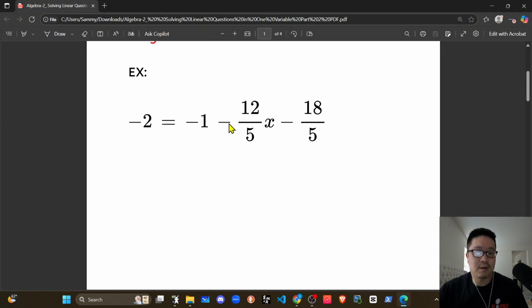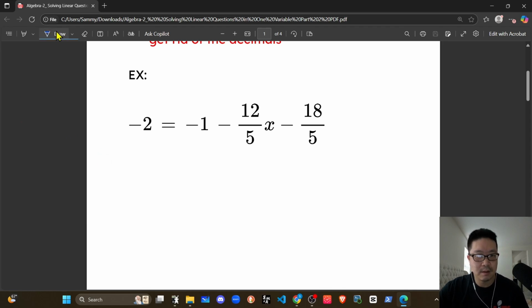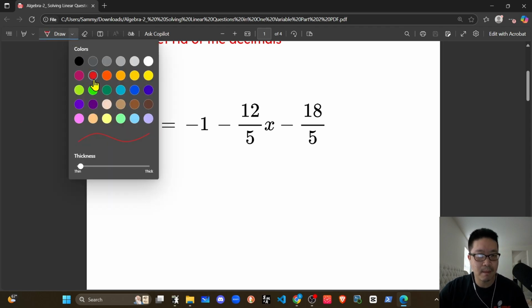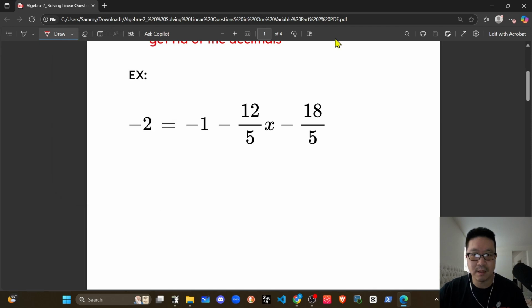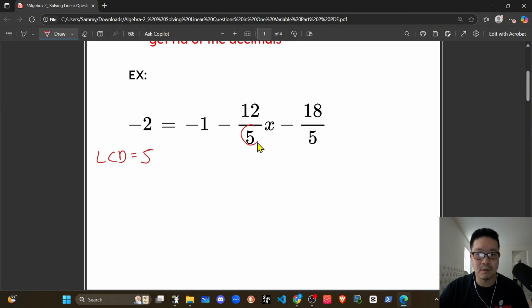So here we have negative 2 equals negative 1 minus 12 over 5x minus 18 over 5. And again, our strategy to solving this is going to be multiplying both sides by the LCD. So the LCD in this case, well, it's just 5, because these are the only fractions in our equation. Okay, so what we're going to do is multiply both sides by our LCD, or 5. So on the left side, we're going to get negative 10.